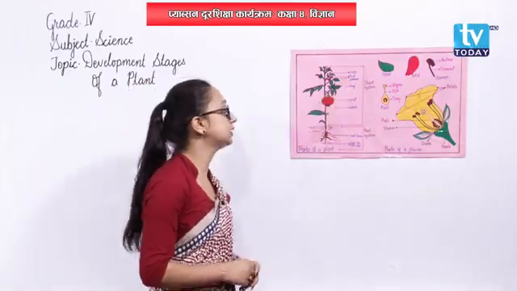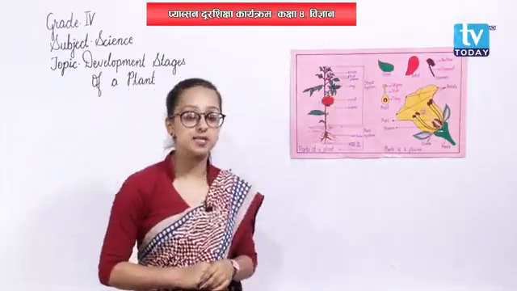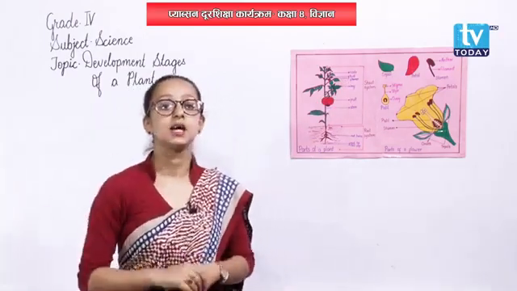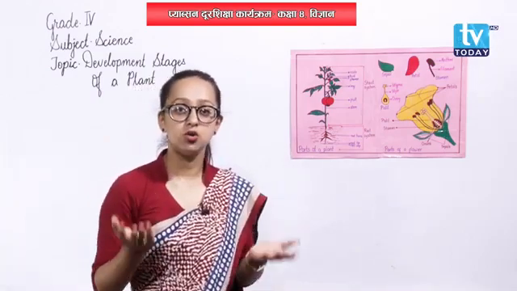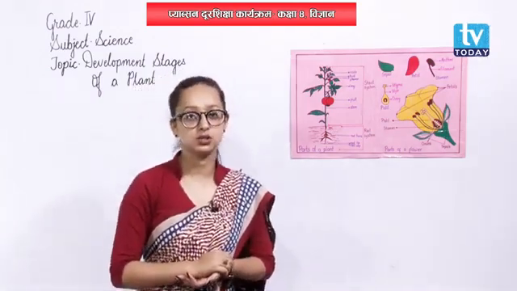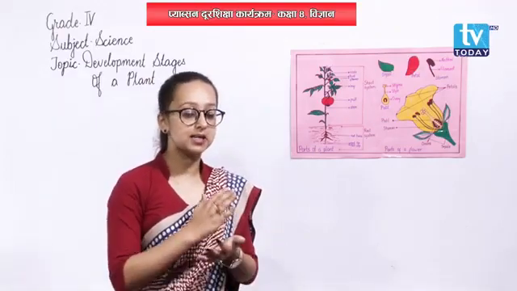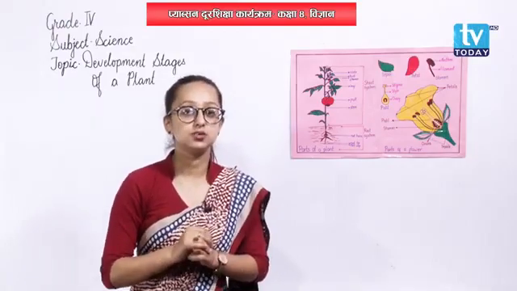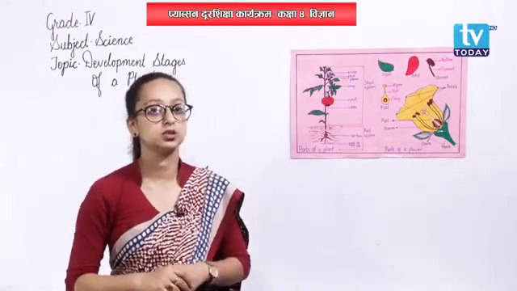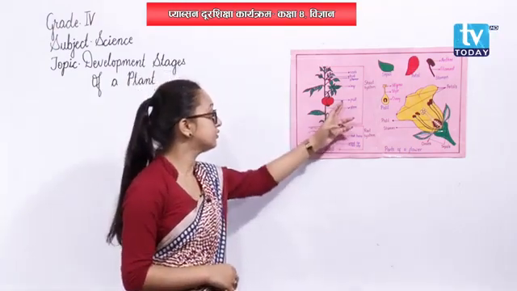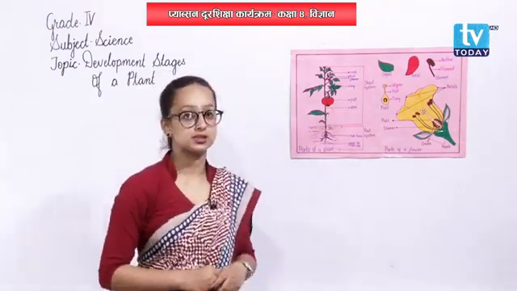And nodes are also here. The stem is divided into smaller divisions, and those divisions are called nodes, and the subdivisions are also known as internodes. Okay, now let's move on to the next part, that is fruits.